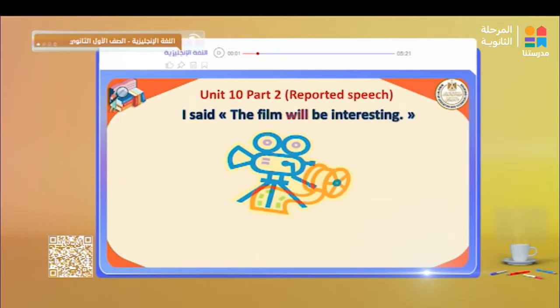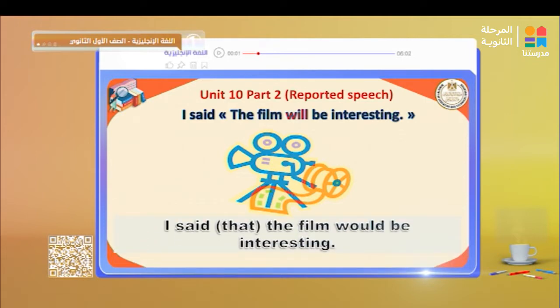Another sentence: I said the film will be interesting. How can we change this into reported speech? I said that the film would be interesting. What is the change in this sentence? Will is changed into would. I said that the film would be interesting.